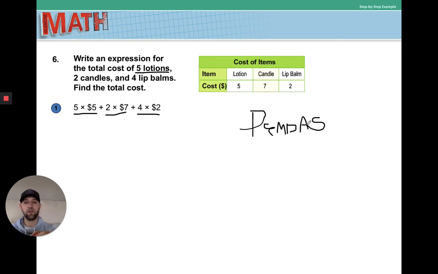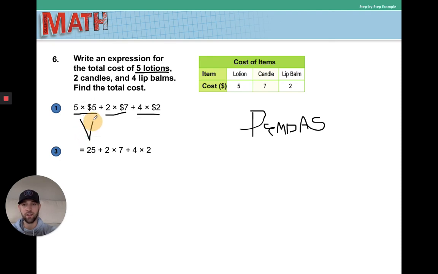And let's go ahead and solve. Do I have any parentheses? Nope. Do I have any exponents? No, I don't. Do I have multiplication? Yes, I have several multiplication problems. Okay, let's go ahead and just solve the first one. I'm going to stay in order. Whatever one you read first, let's do that. So 5 times 5 is my first one.